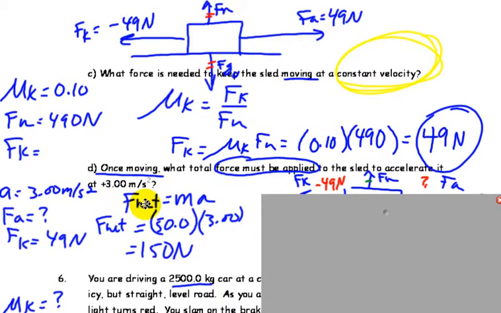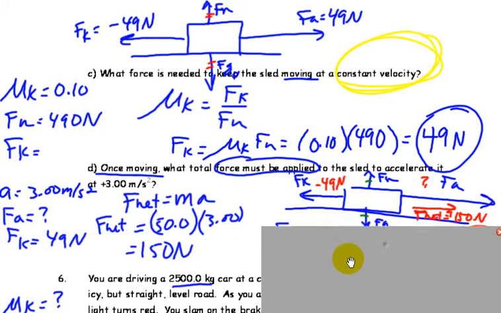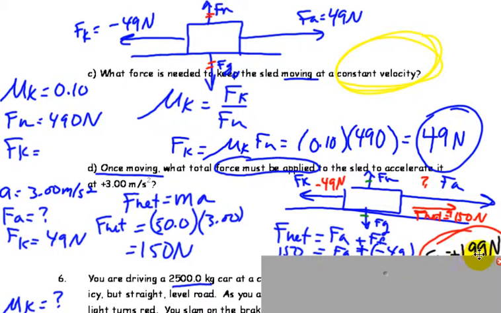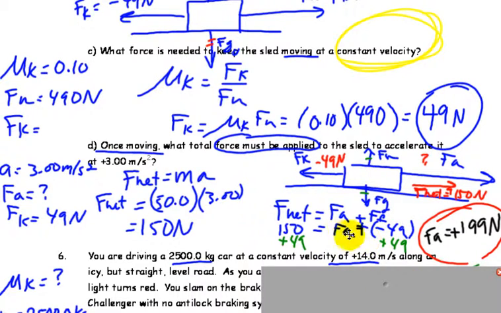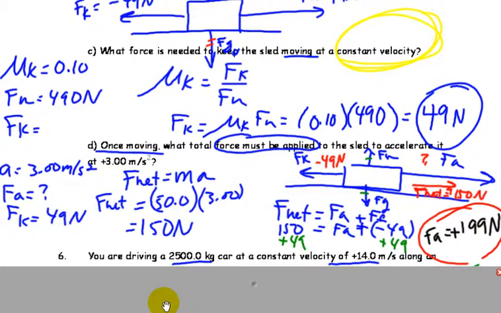And of course, the other way I have to figure out F net is mass times acceleration. Earlier I was told the mass was 50 times 3, so 150 newtons. So back to here, 150 newtons is my net force. I know that I have 49 newtons of force working against me, negative. So I'd have to apply a larger force than 150 plus 149.